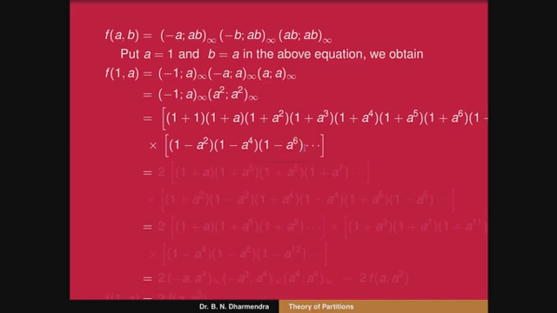So that is 2 times the odd terms, 1 plus a with negative sign, the terms are 1 plus a, 1 plus a cube, 1 plus a to the power of 5, 1 plus a to the power of 7, likewise the terms go up to infinite terms.